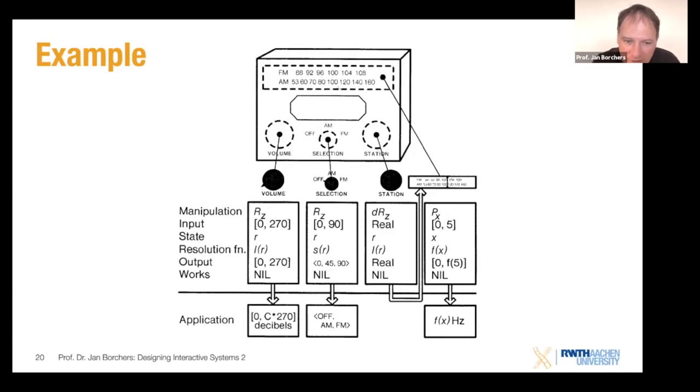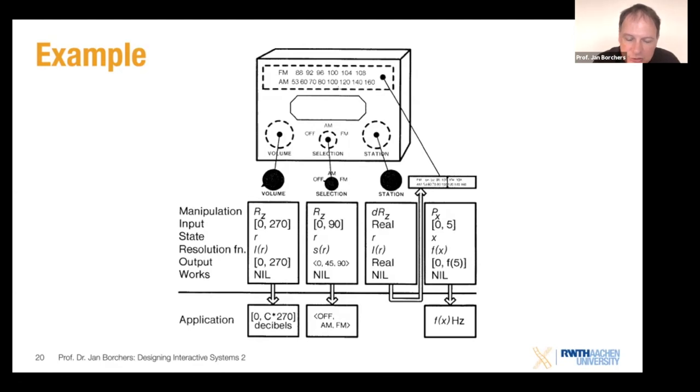The output, however, of the volume button is also continuous because it doesn't have any latches or stops that it latches into. It continuously communicates my current turned angle to the radio electronics because it's just a potentiometer that you just turn and it communicates that as a continuous position of a little contact on a resistive slider.